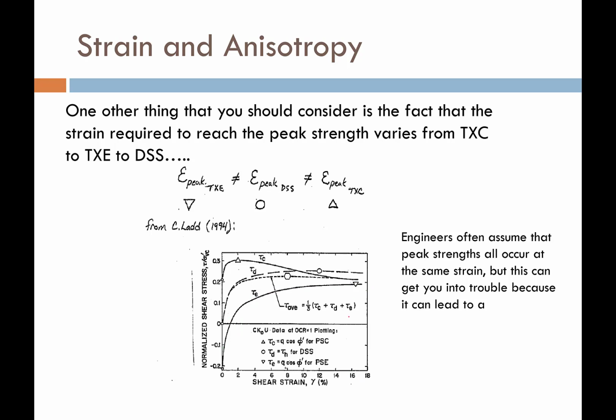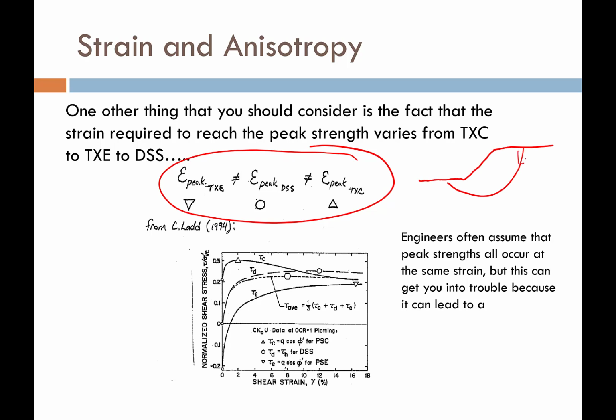And so what does that mean? Well, again, if I draw my little slope failure, where I have triax compression, direct simple shear, and triaxial extension, what it means is that my soil right there is peaking in its shear strength before my soil at the bottom does, and especially before the soil at the toe does.